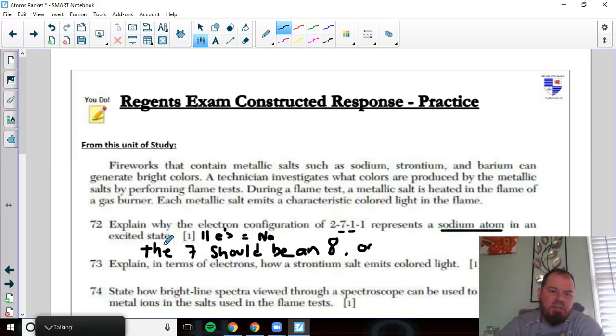That's the least piece. I need you to say something about the 7 electrons should be an 8, or the 1 electron, or there should be 8 in the third energy level before there are any in the fourth.